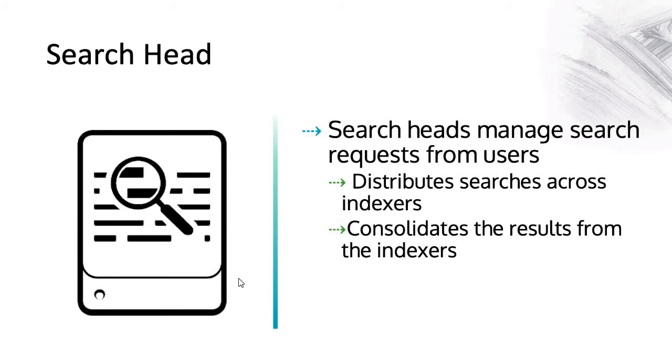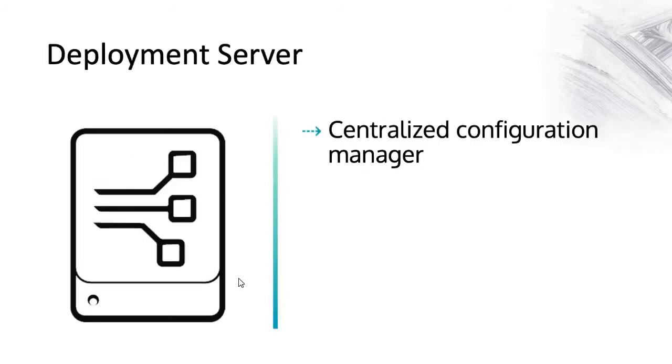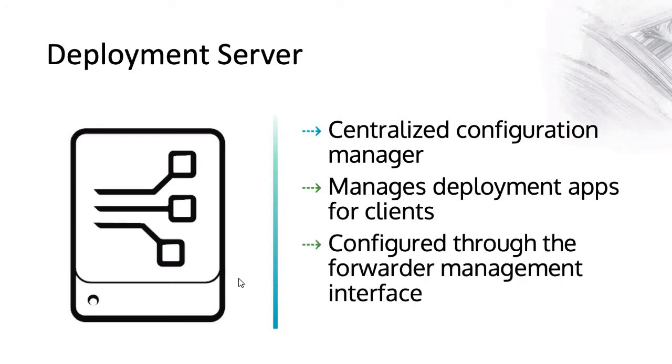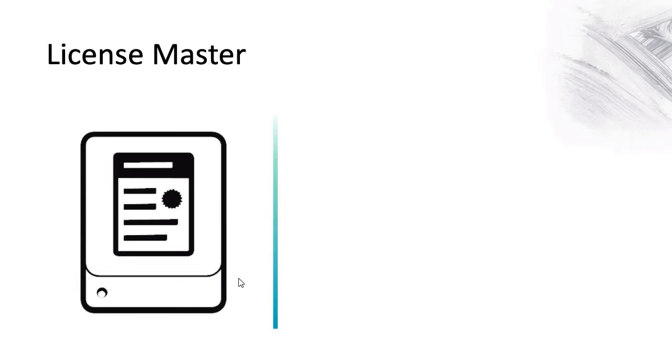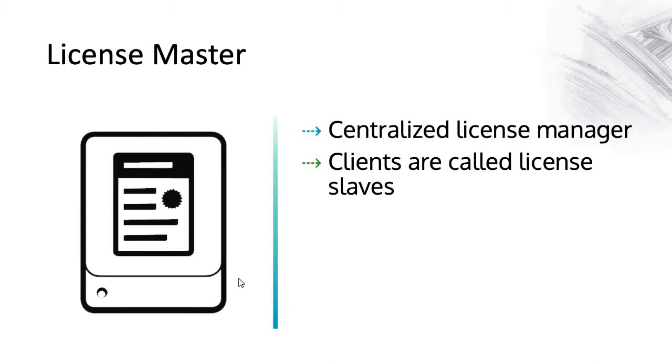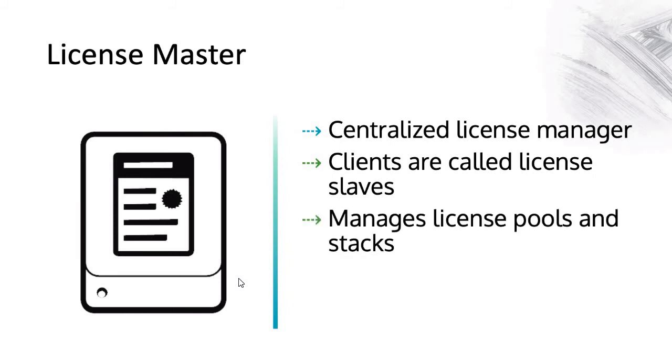Now let's talk about deployment server. Centralized configuration manager. It manages deployment apps for clients configured through the forwarder management interface. These are a couple of points that we can talk about for a deployment server. Now comes license master, which is very important when it comes to Splunk components. License master, centralized license manager. Clients are called license slaves. It manages license pools and stacks.